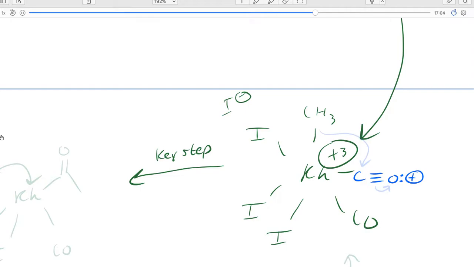Carbon monoxide, when it's attached to the rhodium ion, or metal I mean, is easily able to accommodate that pair of electrons coming from the methyl group. Why? Because it can just pop one of those electrons onto the oxygen and we obey the octet rule.